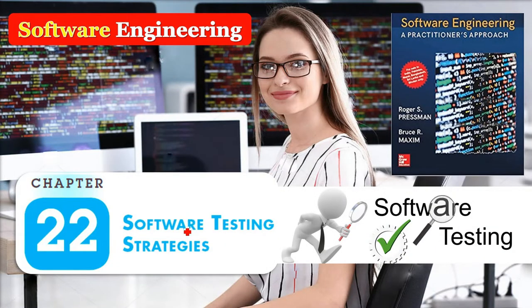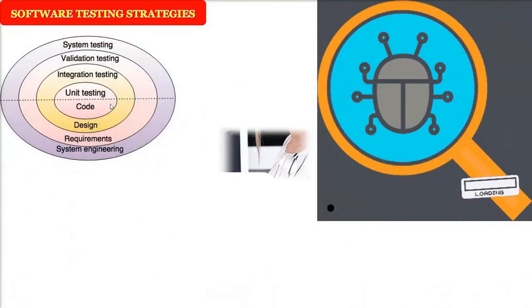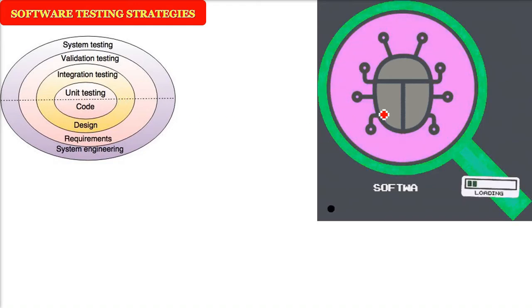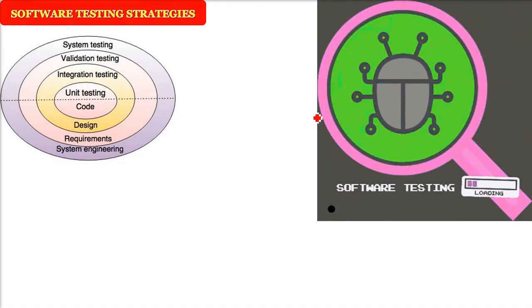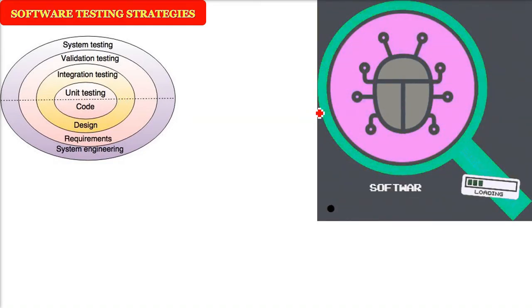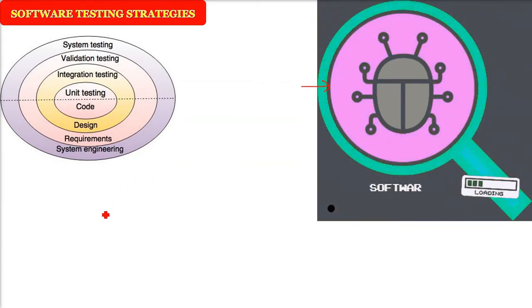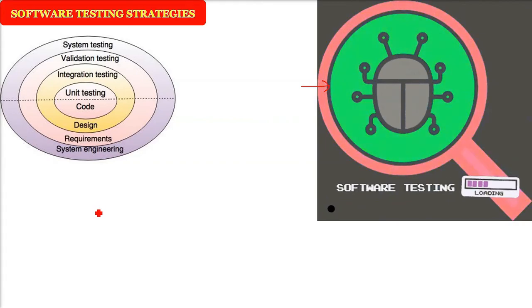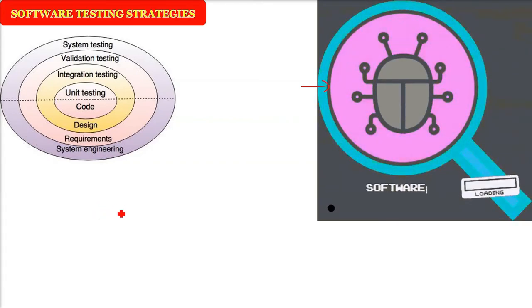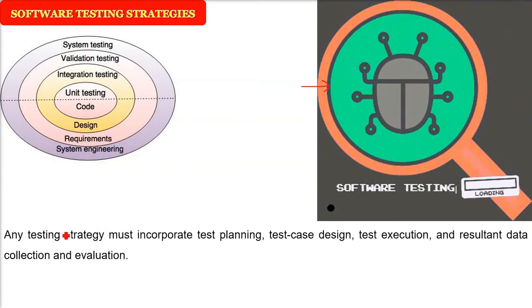In software engineering, we are discussing software testing strategies. In software development, software testing is very important. Whenever we make software, it has to be correct. It has to be right. So for any testing strategy, there can be multiple testing strategies.